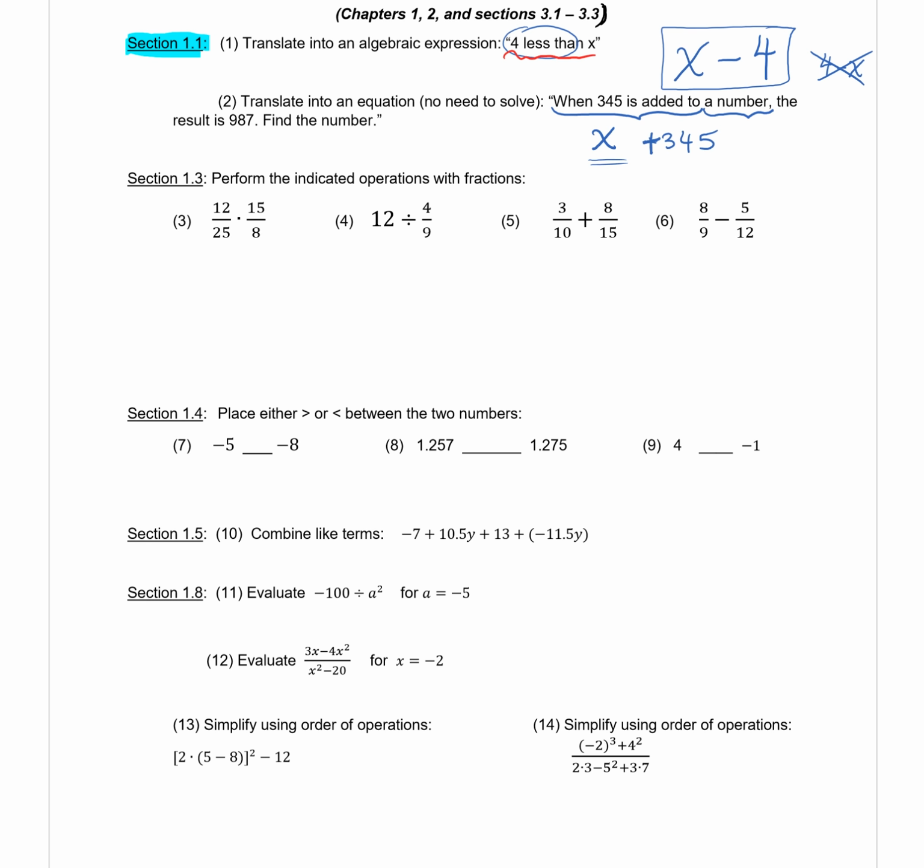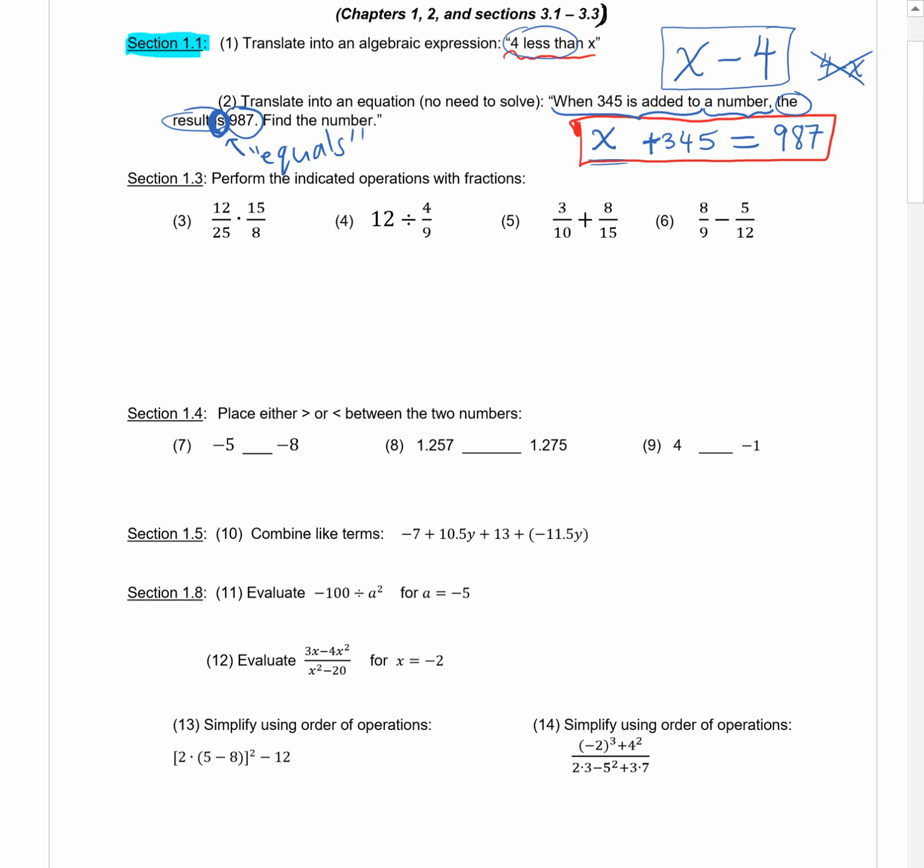So okay, when 345 is added to a number, they say the result is. The word result doesn't really tell us a whole lot, but if you remember the word is, that's code word for equals. I think we talked about that before in chapter 1. So that must mean that this is equal to whatever follows, and right after the word is is the number 987, so that must be the equation right there. By this point we know how to solve that, so it's kind of tempting to solve it, but they said no need to solve, just the equation's all we want, so that should be good.